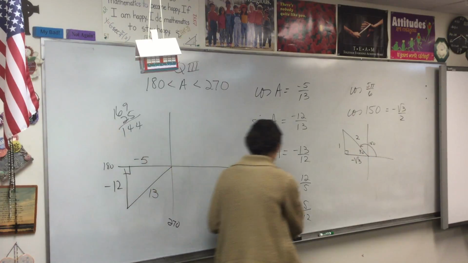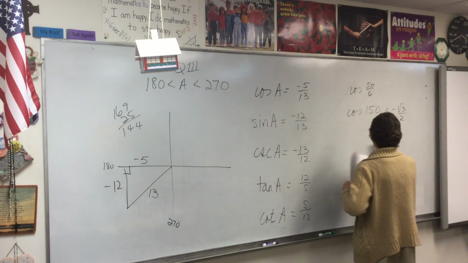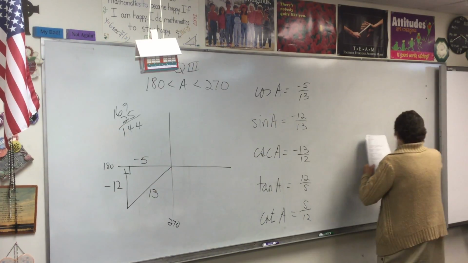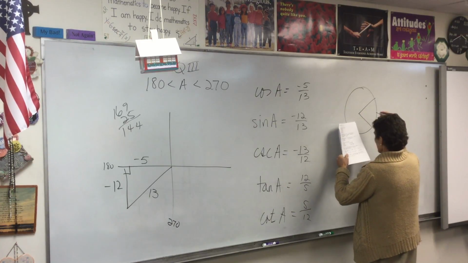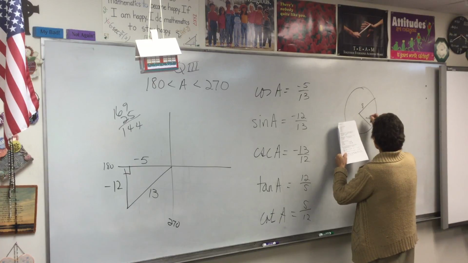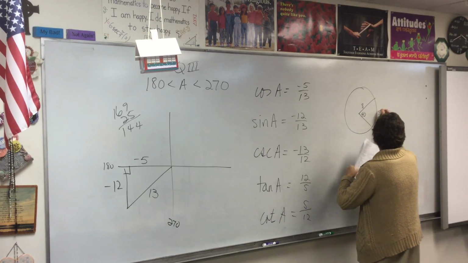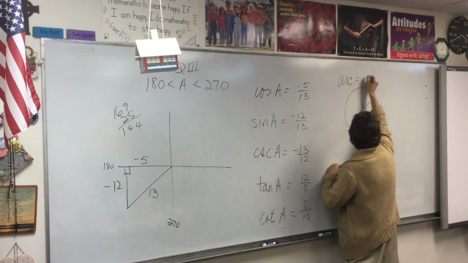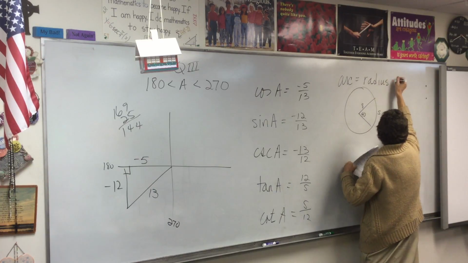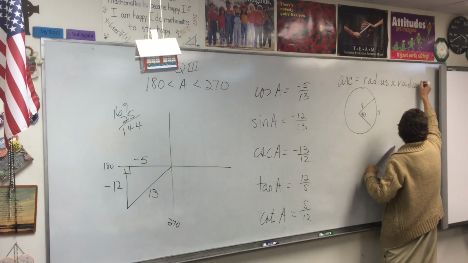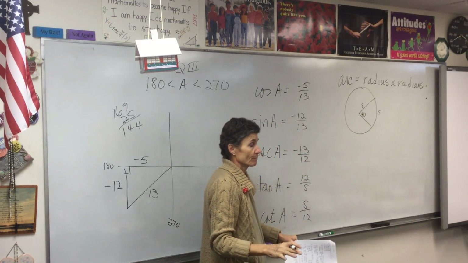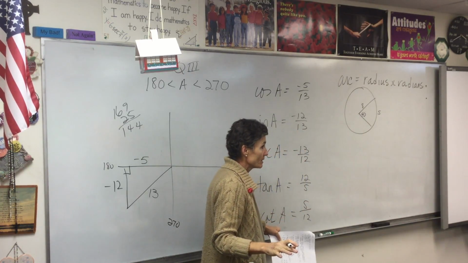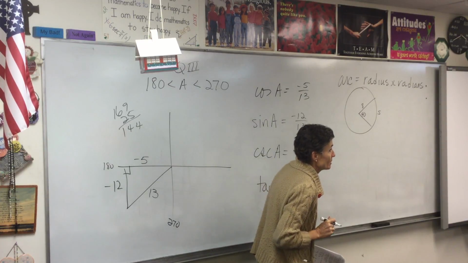Number 6 is also on the quiz. We already practiced one of these. So what do we think of when we see this picture? We think of arc length equals radius times radians. Right? Okay, we got an issue. What's the issue? The angle is in degrees.